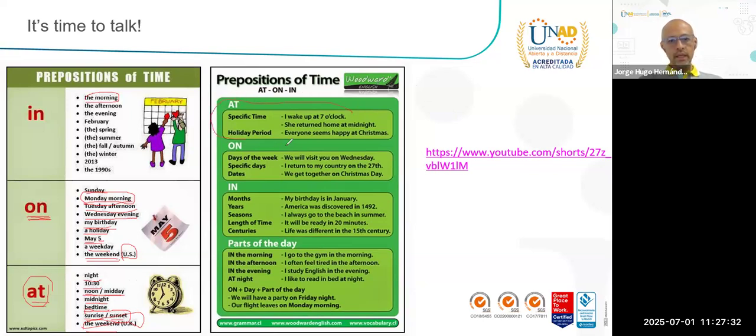Here we have some examples. We use at for a specific time or holiday period. I wake up at 7 o'clock, share internet at midnight. Everyone seems happy at Christmas. Look at this. This one was one of the exercises with the previous exercises and what's incorrect. So we say at Christmas.